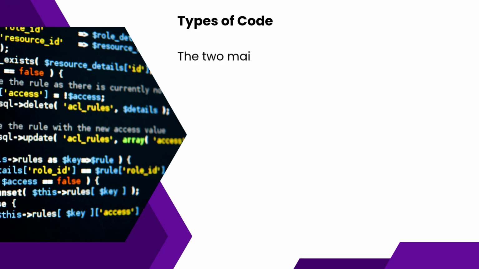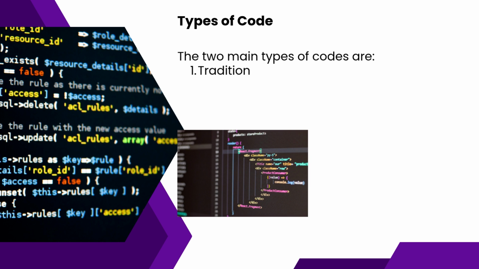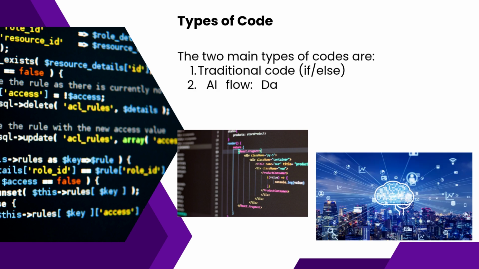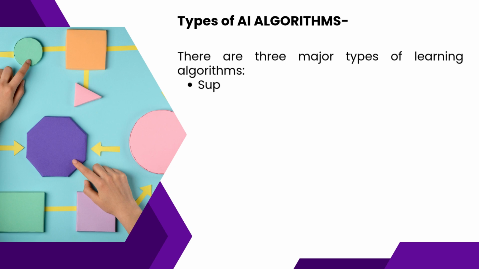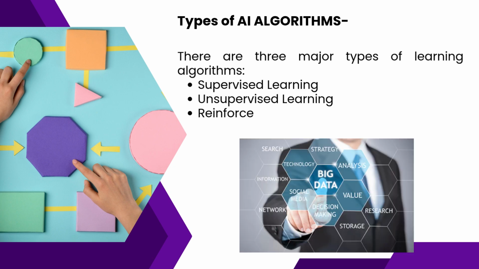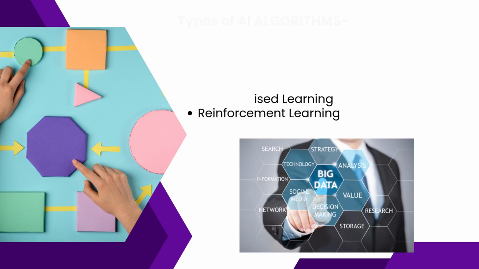The two main types of code are traditional code, which has the if or else rule, and AI flow, which has data, then algorithm, then model, and then prediction. There are three major types of learning algorithms: supervised learning, unsupervised learning, and reinforcement learning.